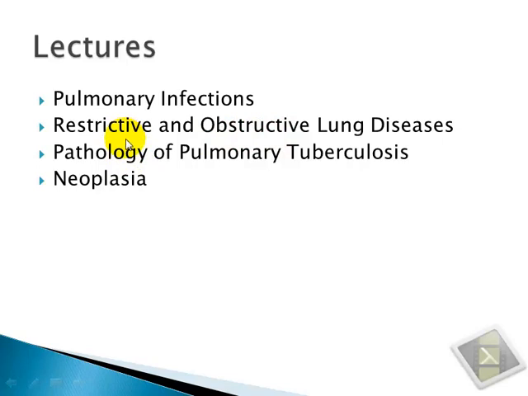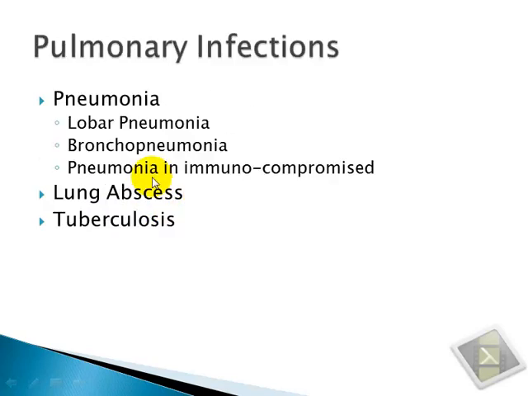We have to differentiate between the restrictive and obstructive lung diseases, which is an important thing to understand. It has a very deep concept which we have to understand. Then we'll be discussing the pathology of pulmonary tuberculosis, and finally we'll be talking about a huge list of neoplasias of the lung. We shall be talking about that soon.